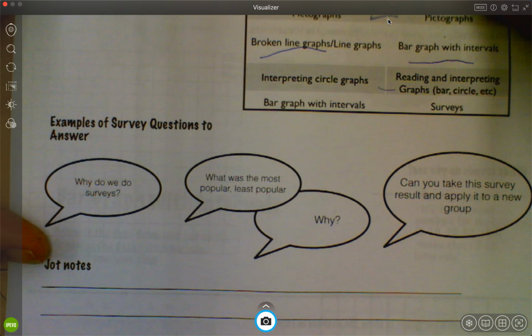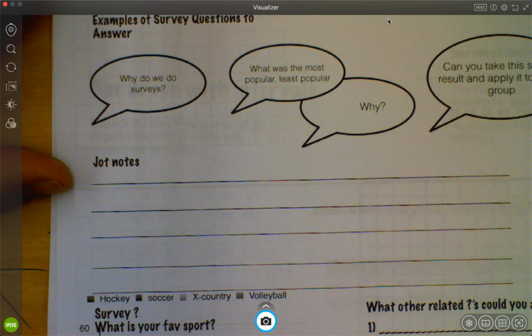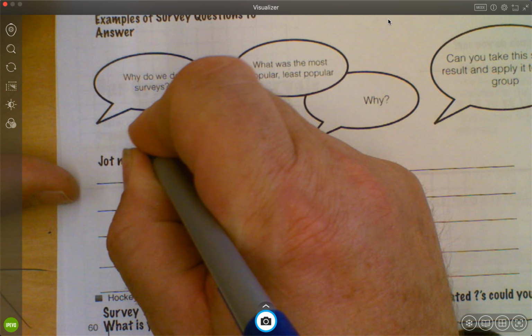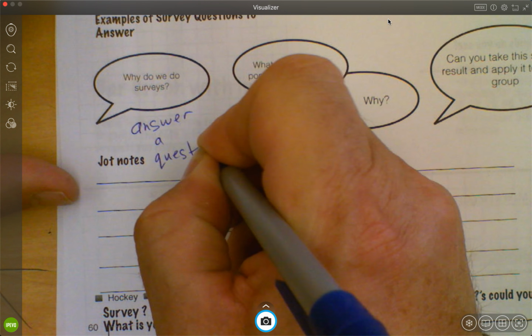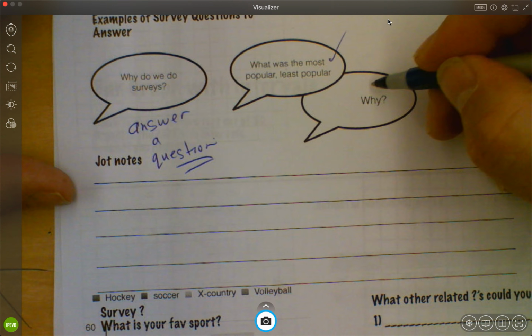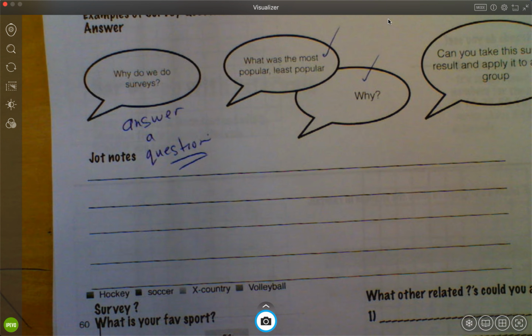So I have the kids make some jot notes. For example, why do we do surveys? Really to answer a question. We can easily say what's the most popular, but we might also want to talk about why. Why are dogs the most popular or something like that?